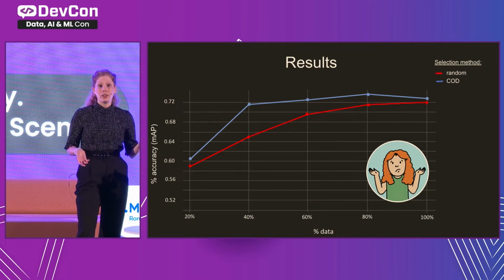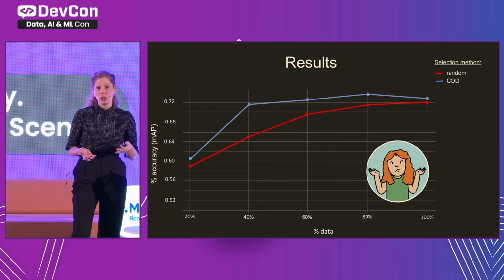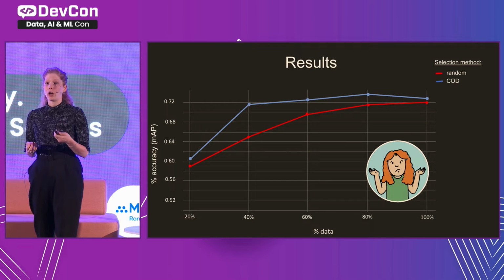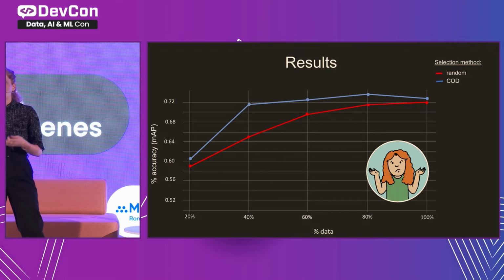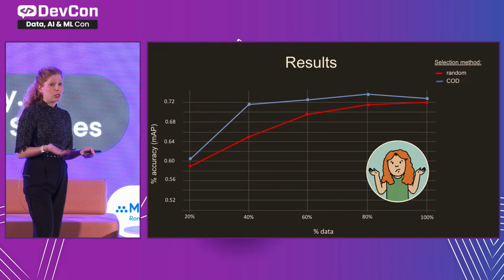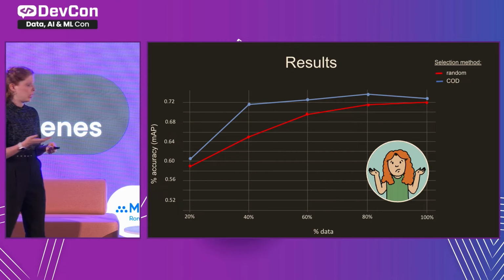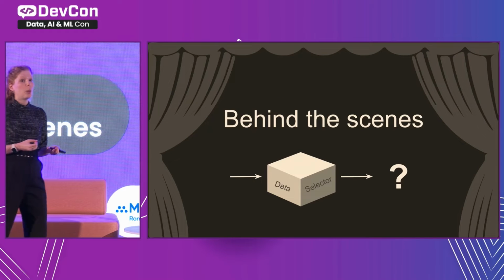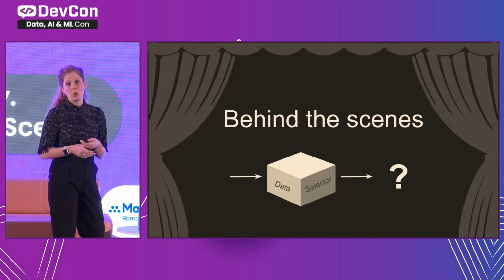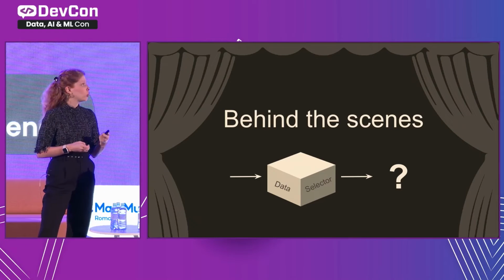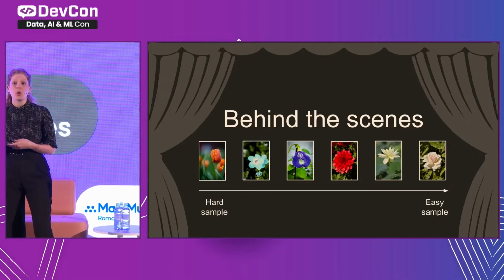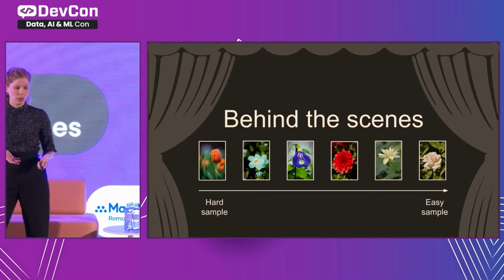But does this graph tell us the entire story? Does this graph tell us whether our data selector really succeeds in identifying the hard cases and the inaccurate cases as we want? And the answer is no, this graph doesn't tell us the story and the behavior of the data selector, and this is what we are going to do now. We need to take a look behind the scenes in order to really understand our data selector's behavior. But to do so, we first need to define a ranking for hard samples and easy samples.